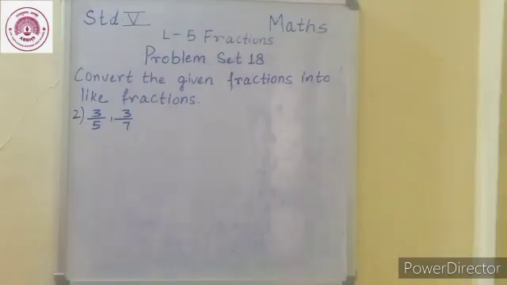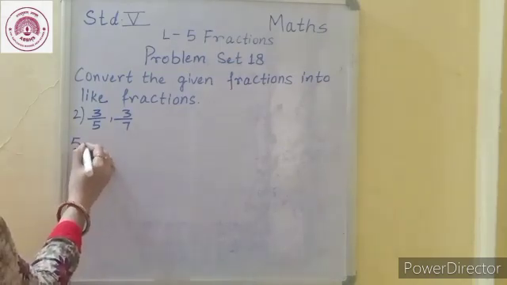Now come to the second part, that is 3 by 5 and 3 by 7. You can see the denominators are different and none of the denominator is a multiple of the other. So we have to find a common multiple of 5 and 7. If you recite the table of 5 and 7, you come to know that 35 is a common multiple of 5 and 7. So we have to make the denominator 35. Or simply we can write the multiples of 5 and 7.